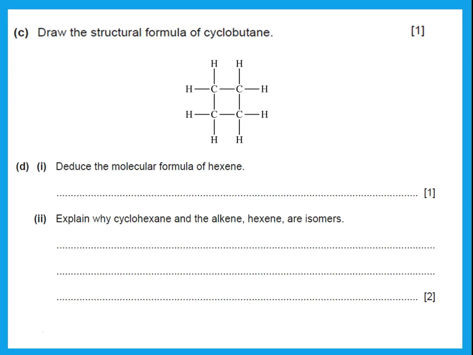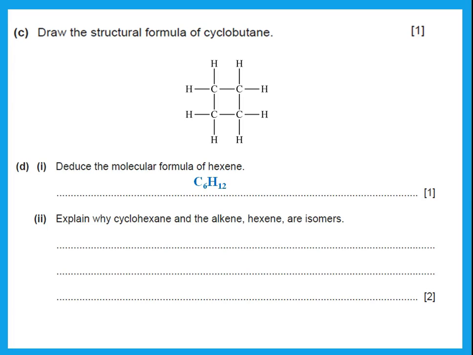Deduce the molecular formula of hexene. Remember we said ene is alkene, and what was the general formula of alkenes? We said alkenes had a general formula of CnH2n. We said the number of hydrogens has to be twice the number of carbons. If hex means I have 6 carbons, that means the number of hydrogens would be 12. Okay?